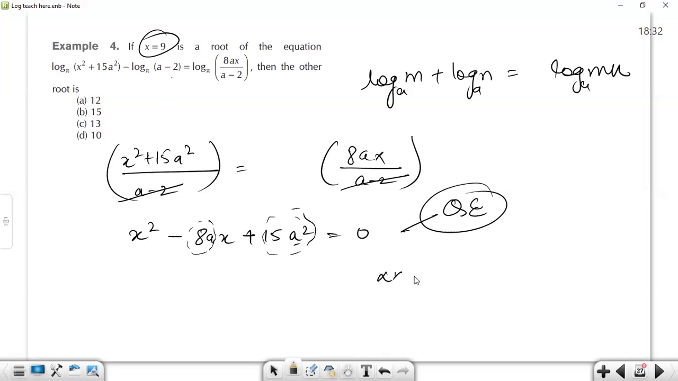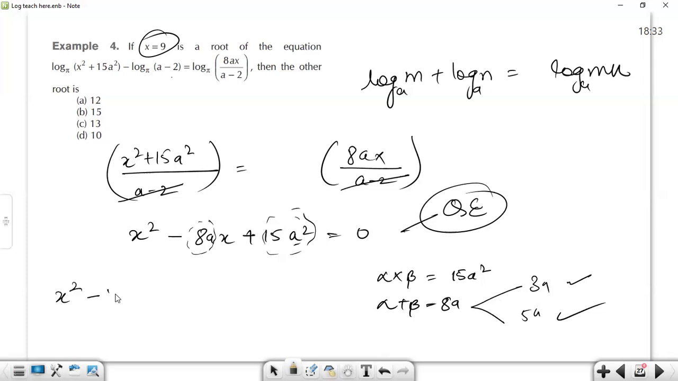So what we will do now, we will try to find two roots, alpha and beta, whose product should be 15a square, and whose sum will be 8a. So if you think of the 8a sum as 3a and 5a, its product will be 3 into 5, 15a square, and the sum is also 8a. So these values are satisfying, right? Yes, sir.